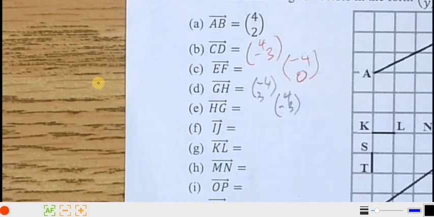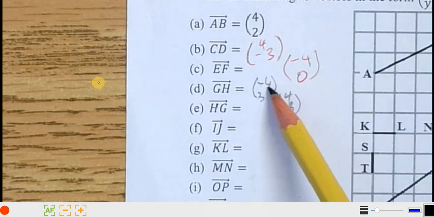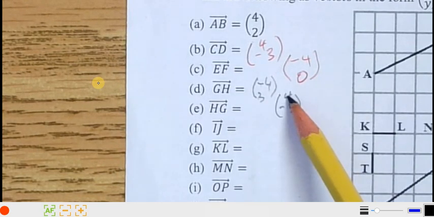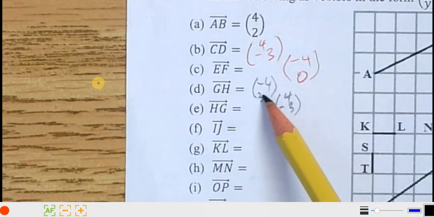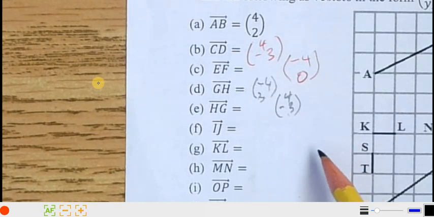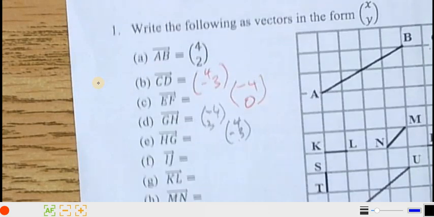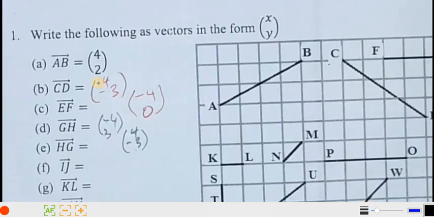So when you go in the opposite direction, yes, but what can you say about the components? The signs are opposite. So -4 will become what? Positive 4, and positive 3 becomes what? -3. Everybody get that so far? Okay, here's what I want you guys to do. Do the others.